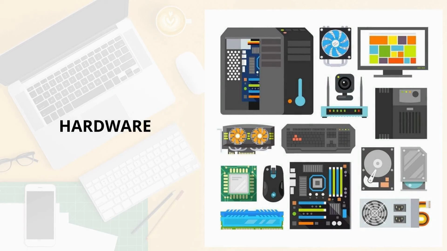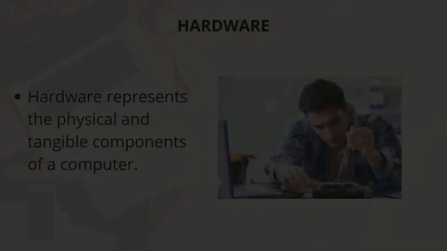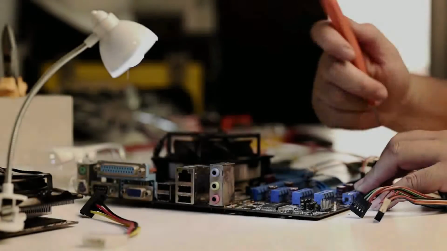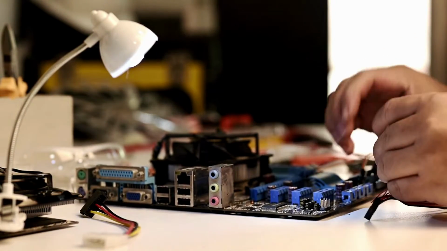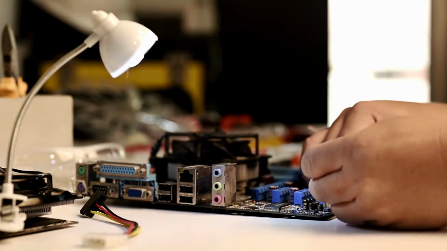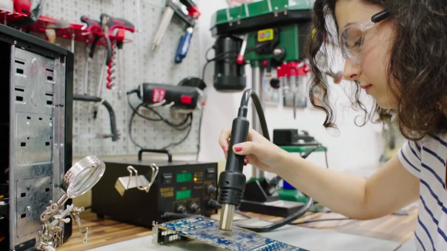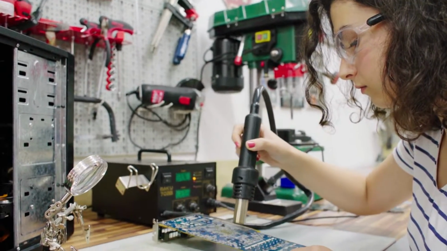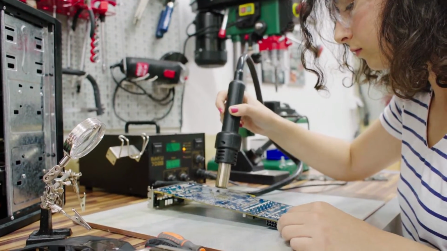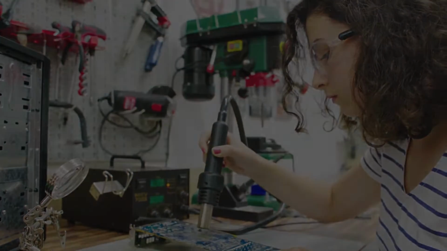Hardware. Hardware represents the physical and tangible components of a computer. Examples of hardware are the following: input devices, keyboard, mouse, etc. Output devices, printer, monitor, etc. Secondary storage devices, hard disk, CD, DVD, etc. Internal components, CPU, motherboard, RAM, etc.